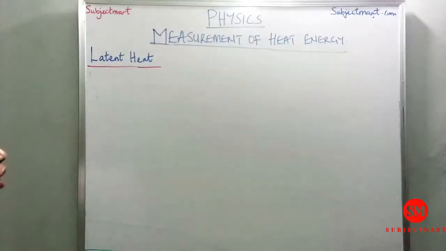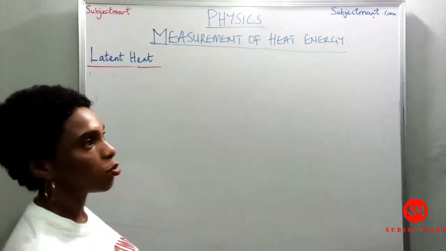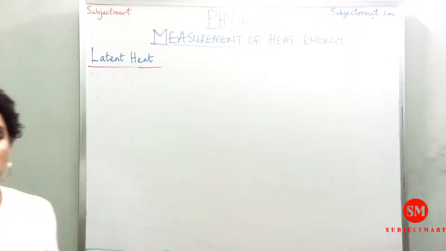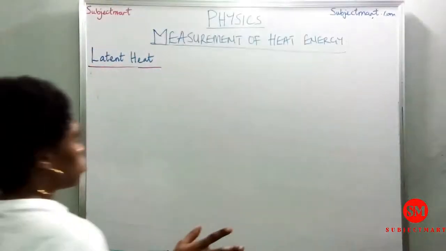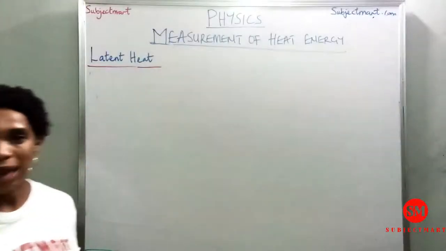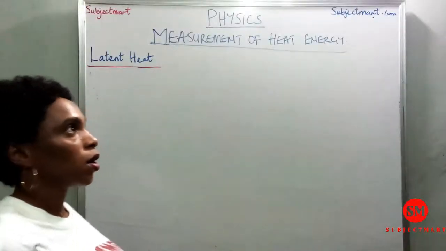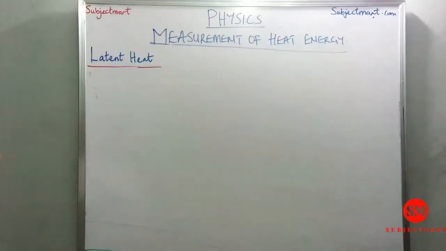And I just explained to us now that latent heat is the amount of heat required for a body to undergo a change of state. So the question I have for us now is, how is it that during change of state, the temperature is constant? Then what happens to the heat absorbed by the ice?